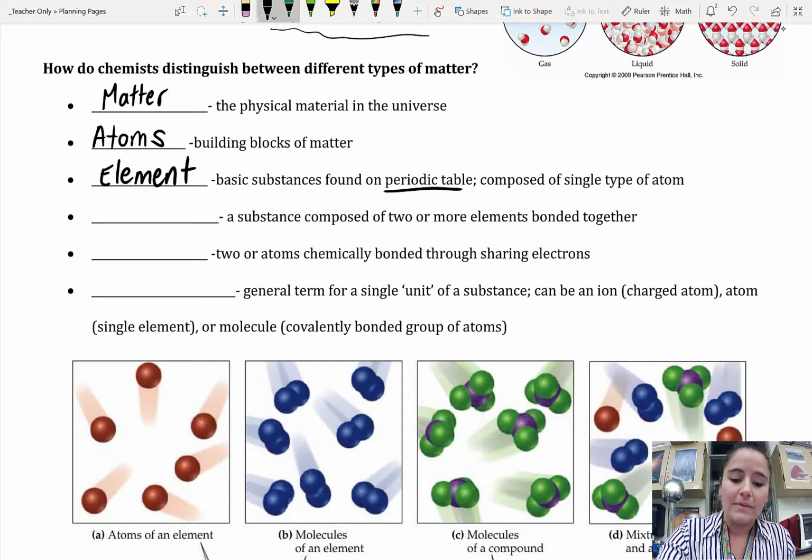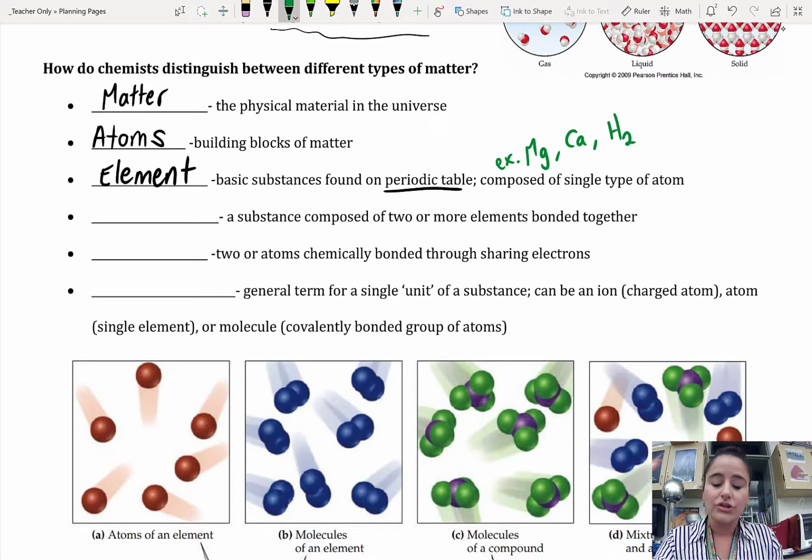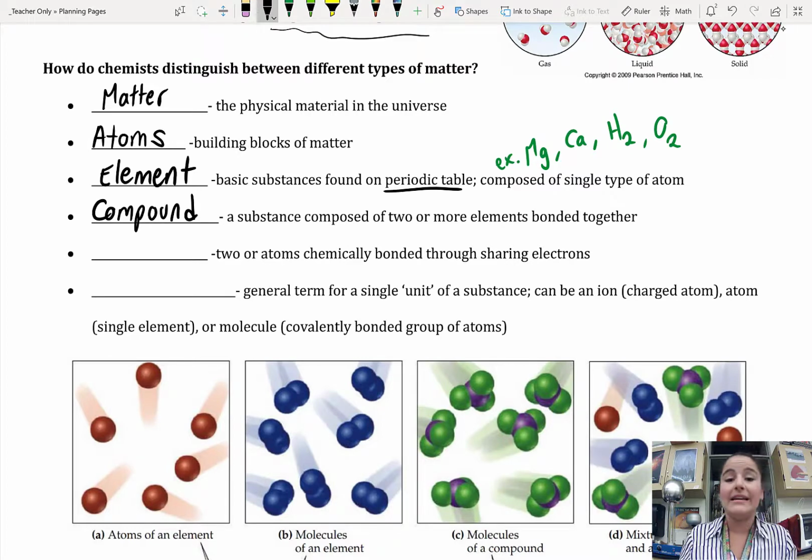Note, though, that elements can be things like magnesium or calcium, but they can also be what's called diatomics. H2 is still an element because they're all hydrogen atoms. All of the atoms are the same. Same for O2 and any other natural element that tends to bind to itself. Okay? Even though it's a compound, next vocab word there, it is still an element. Okay?